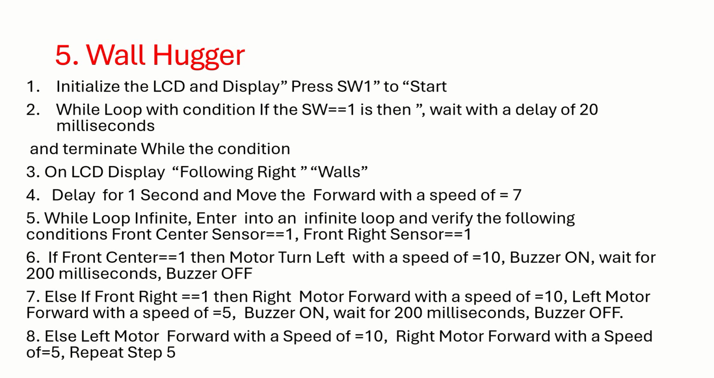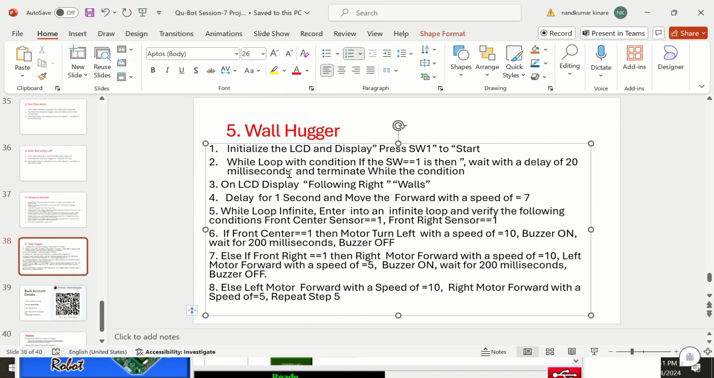If none of the conditions are satisfied, simply run the left motor forward with a speed of 10, the right motor forward with a speed of 5, and go back to step number 5. Means again look for the sensors, which sensor is detected, either the front center sensor or the front right sensor, and steps 5, 6, 7, 8 should be repeated again and again. All right, so this is the program. Let's see the program structure.